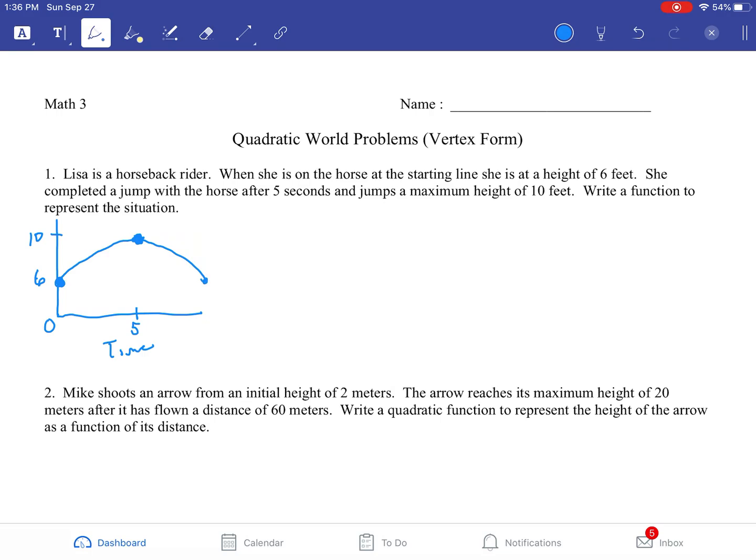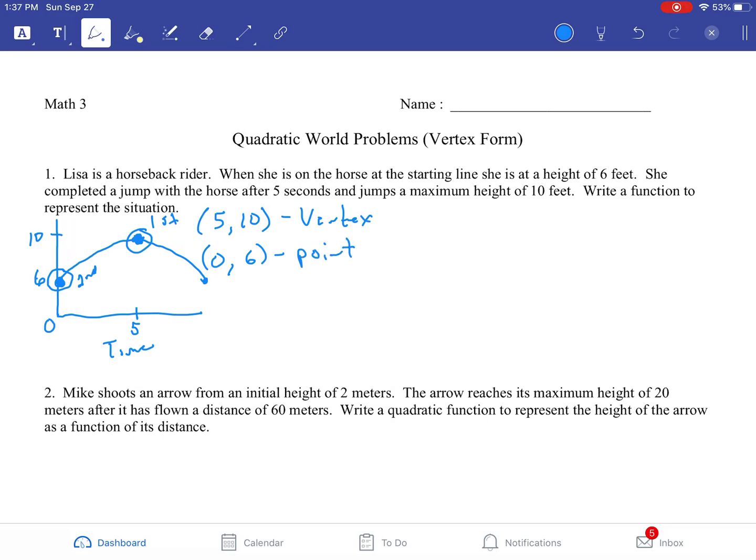So this is what it looks like. So we can find 2 different points that we need to know. We have this point here, this is the first point that we can find, and this is (5, 10). This is your vertex. Okay, the other point we know is the initial point. Okay, this is your starting point, and this is (0, 6). This is your point.